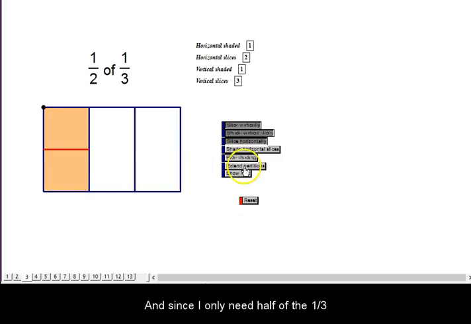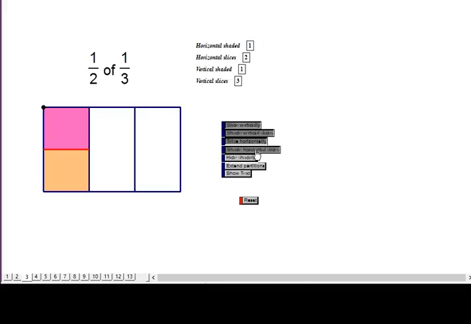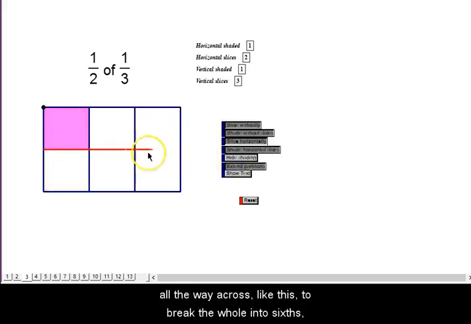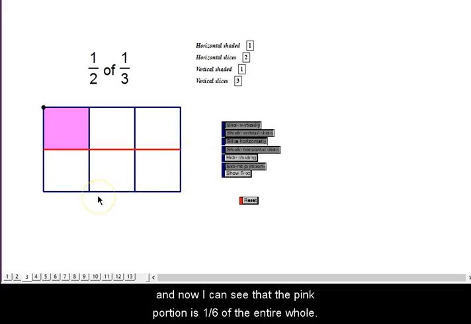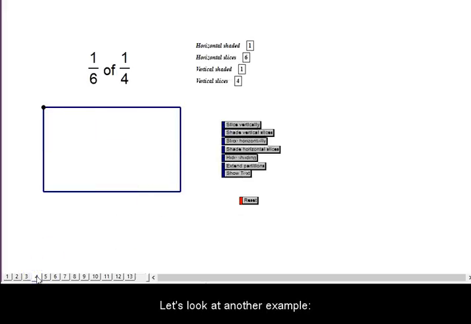And since I only need half of the 1/3, I'm going to shade in this top half pink to show the quantity that is half of 1/3. In order to figure out how much this is in relation to the whole, I'm going to extend my line all the way across like this to break the whole into sixths, and now I can see that the pink portion is 1/6 of the entire whole. So half of 1/3 is 1/6. Let's look at another example.